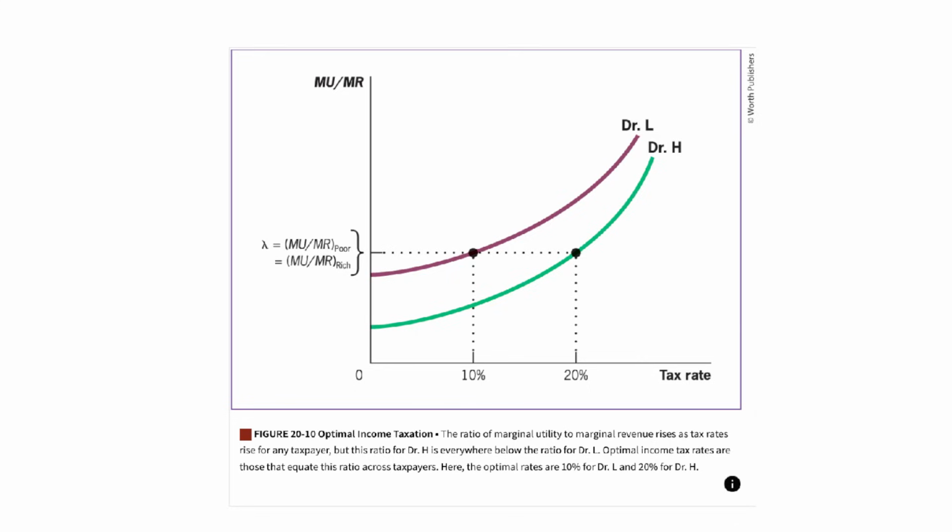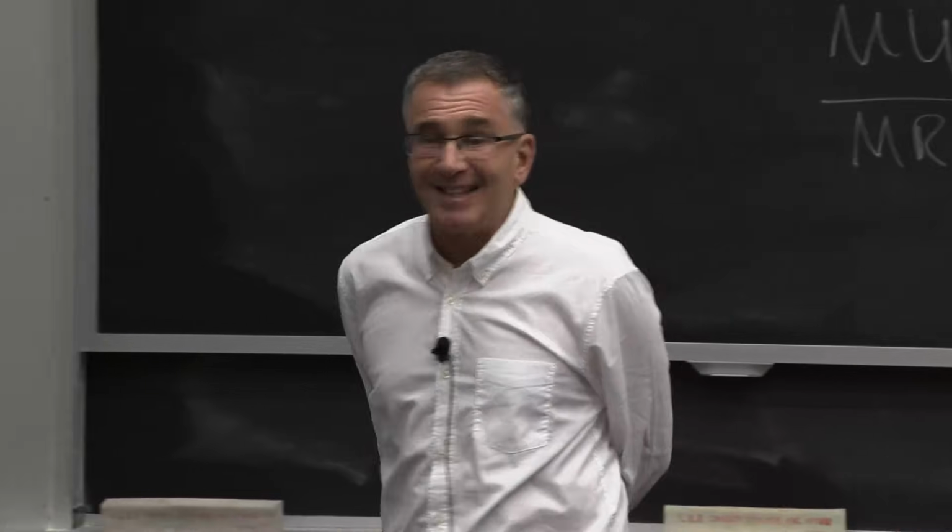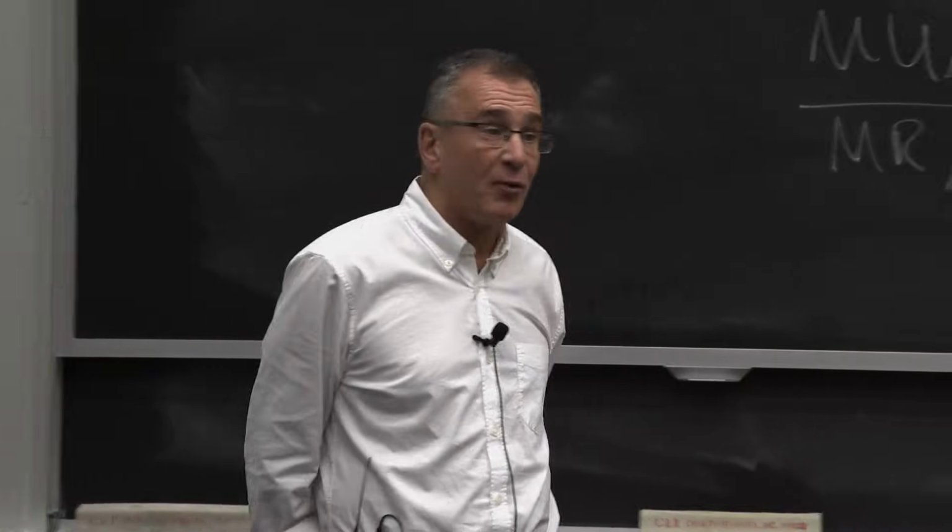So what that says is that we'd like to tax H more than L. The problem is that when we tax H too much, he eventually gets so poor that you want to stop taxing him. So this says that the optimal tax rate, where lambda equals that ratio, is going to be a 10% tax rate on the poor and a 20% tax rate on the rich. It's not going to be to put everything on the rich.